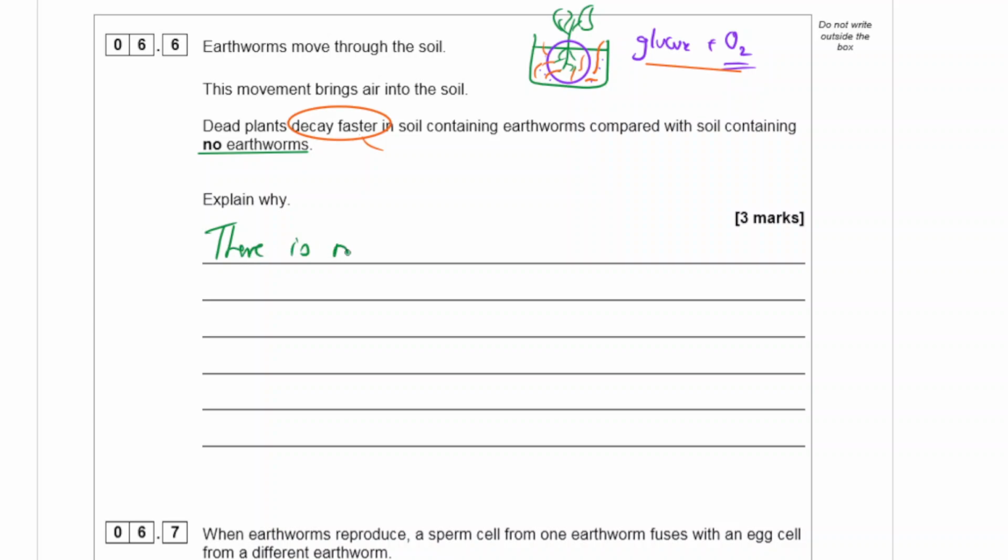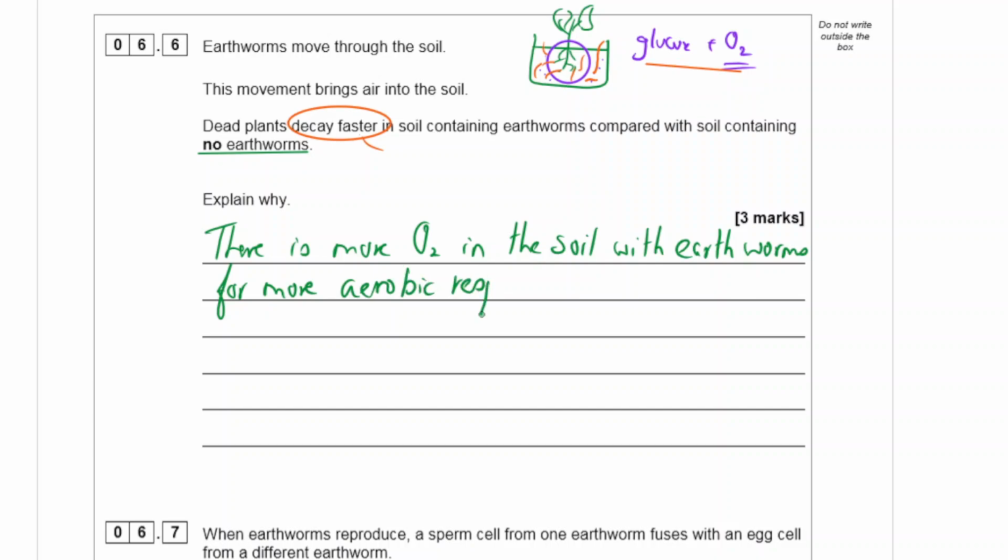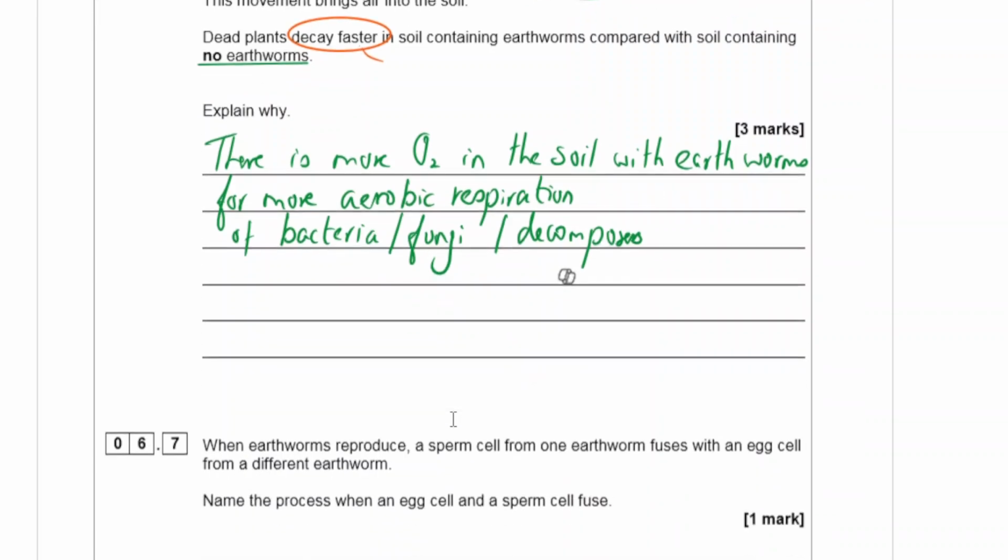There is more oxygen in the soil with earthworms for more aerobic respiration of bacteria or fungi, or you could say decomposers. Each of those sentences will give you a mark.